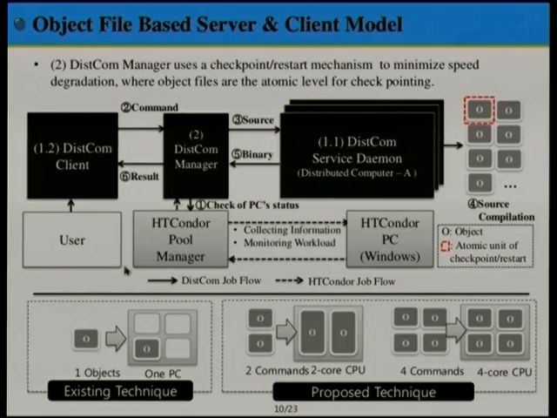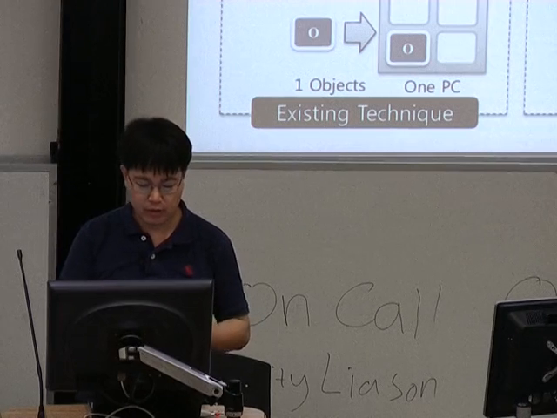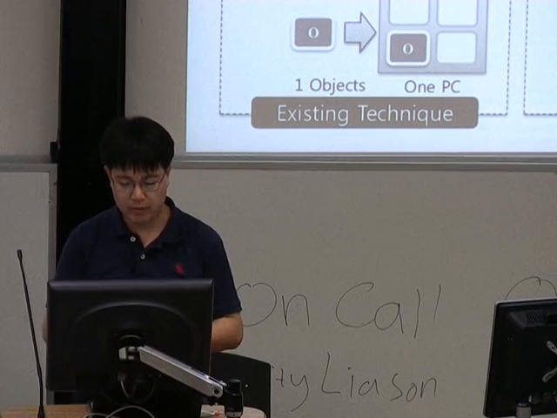So I will explain the three major additions of our work. The first is the distributed server and client model. The resource managers use a checkpoint restart mechanism to minimize the speed degradation, where the object files are the atomic level for checkpointing.